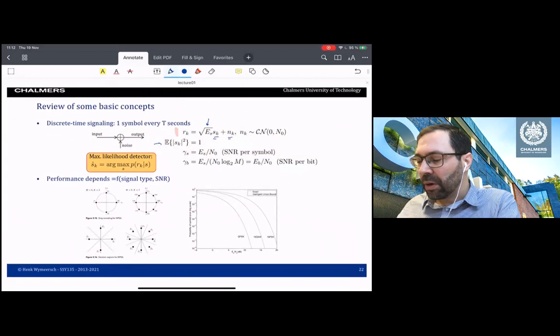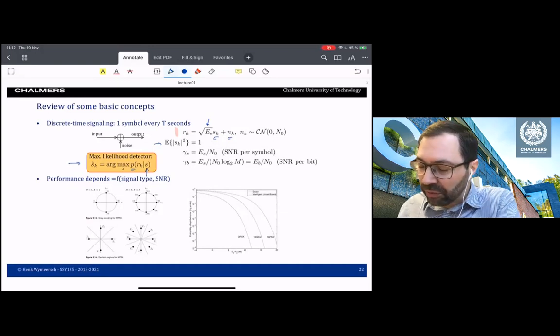And now our goal typically is this problem. It's called the maximum likelihood problem, where we want to recover S from R. So you know R, you know E_s, you know the noise variance, and you want to recover S. Then you solve this maximum likelihood problem, which involves the likelihood function, as you evaluate for each possible value of S and you pick the maximum.